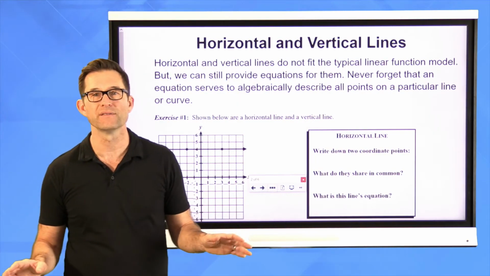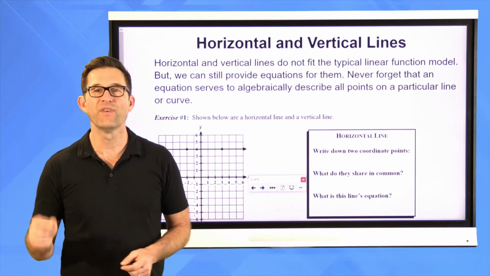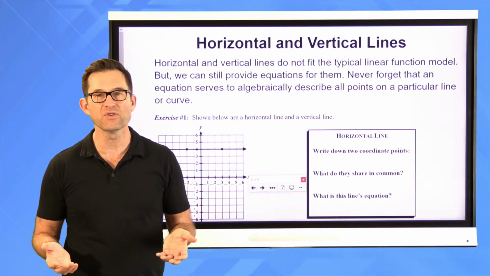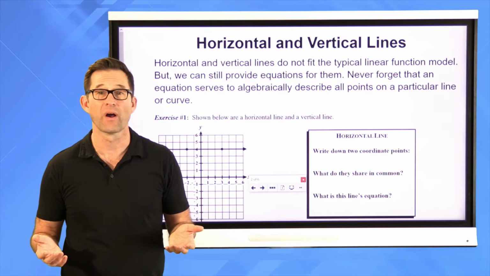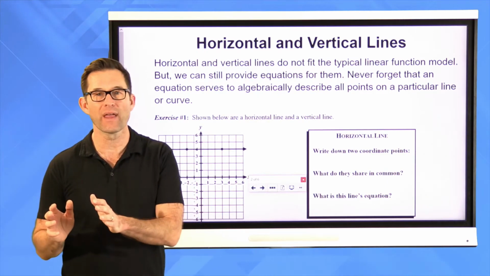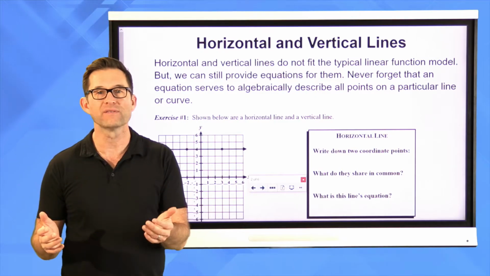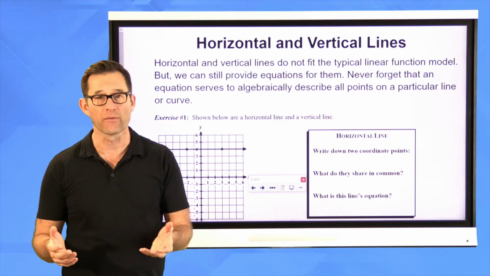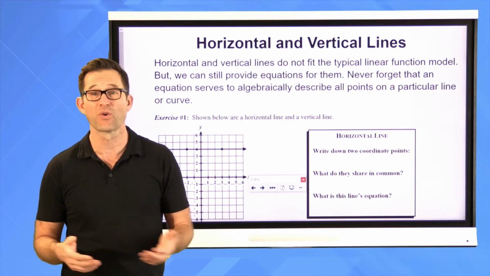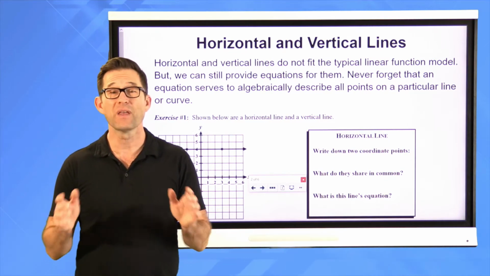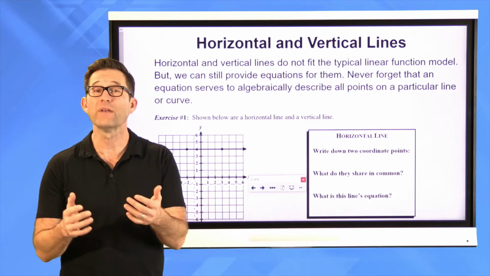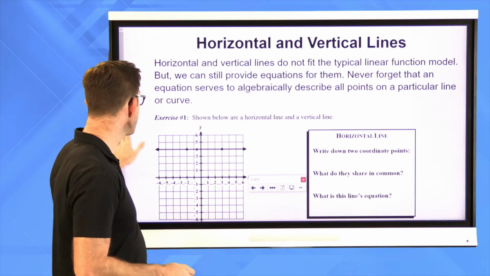Horizontal and vertical lines do not fit the typical linear function model, but we can still provide equations for them. Never forget that an equation serves to algebraically describe all points on a particular line or curve. An equation should tell you something about the points that are on the curve. And because horizontal and vertical lines are so simple, their equations are simple as well. So let's get into it.